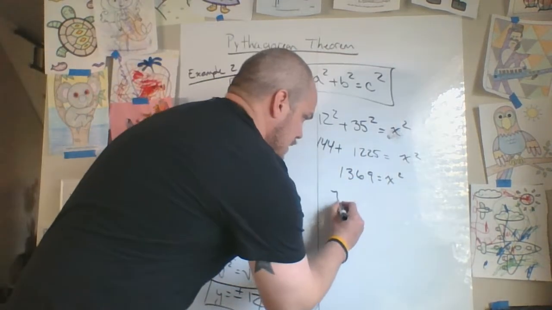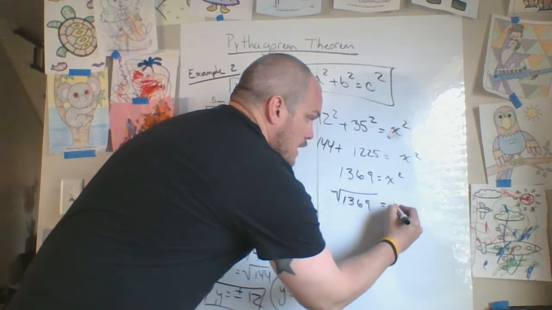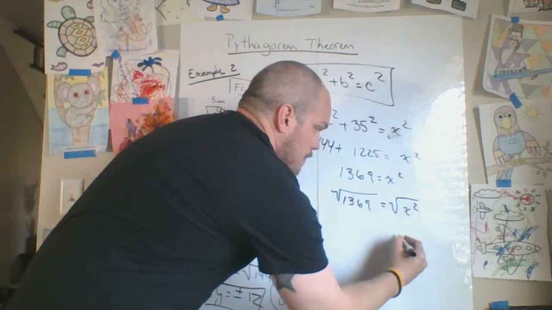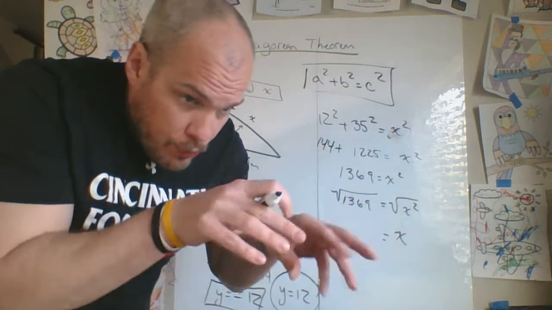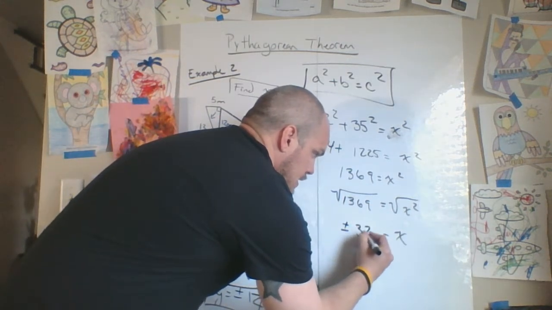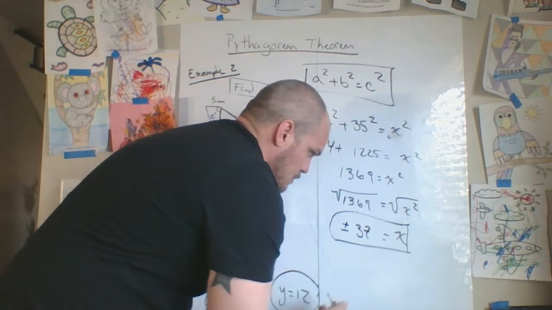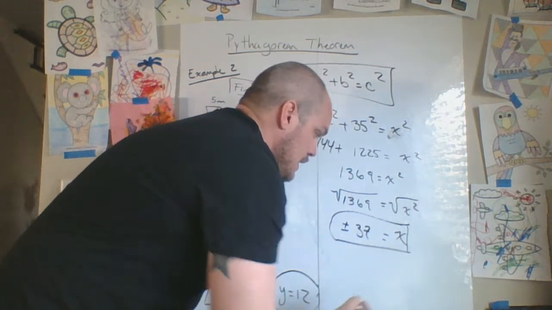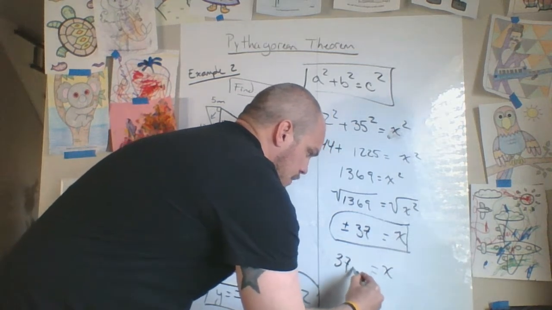We're in a spot where I have a variable squared equaling a number. I square root both sides. The square root of 1,369 equals the square root of x squared. We get x is equal to, again, use your calculator, plus or minus 37. At this point, we know that because it's a geometric figure, we're going to have 37 millimeters.